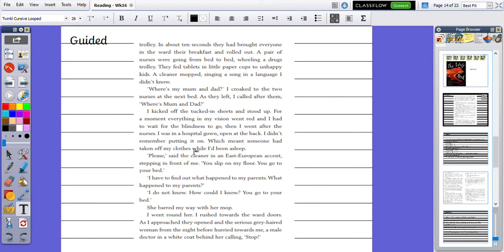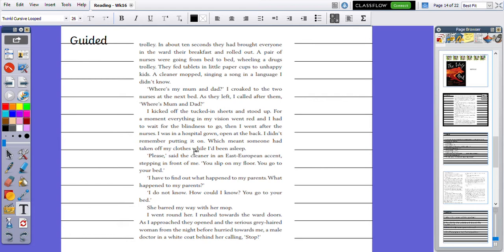It says, in about 10 seconds, they had bought everyone in the ward their breakfast and rolled out. A pair of nurses were going from bed to bed, wheeling a drugs trolley. They fed tablets and little paper cups to unhappy kids. A cleaner mopped, singing songs in a language I didn't know. "Where's my mum and dad?" I croaked to the two nurses at the next bed. As they left, I called after them, "Where's my mum and dad?"